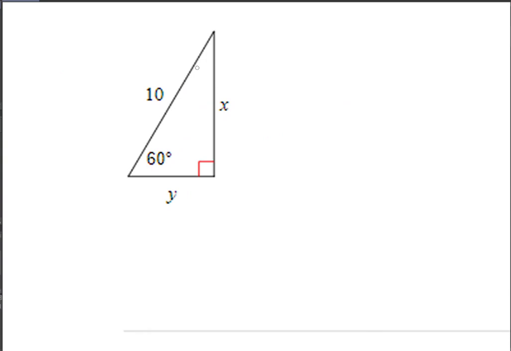Once again, we have a 30, 60, 90 triangle. We know that because 90 plus 60 is 150, so we need another 30 to make the interior angles all equal to 180, right? So we have a 30, 60, 90 triangle.